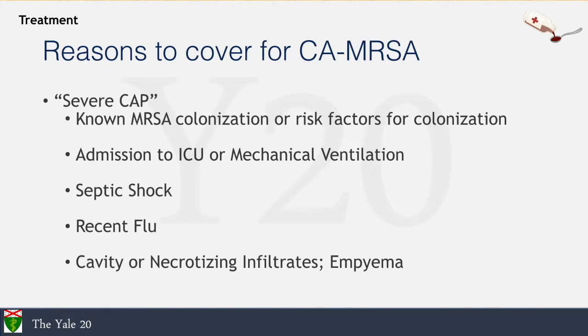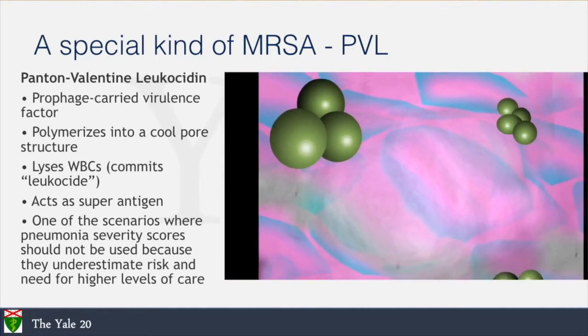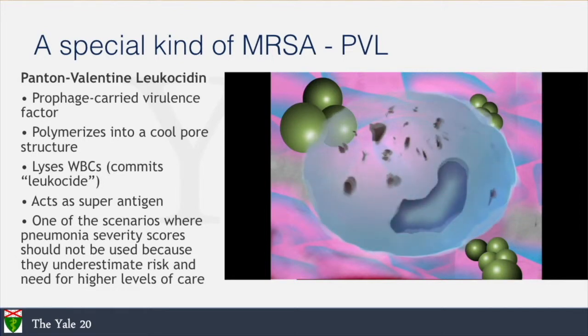Another tidbit about MRSA that is as terrifying as it is fascinating is a particularly virulent strain called Panton-Valentine leukocidin, or PVL for short. Basically, a bacteriophage has given these MRSA a special doomsday device, a big molecular pore that they can secrete, which inserts itself into the membranes of unsuspecting white blood cells, causing them to spew their intracellular contents and create a massive inflammatory response.